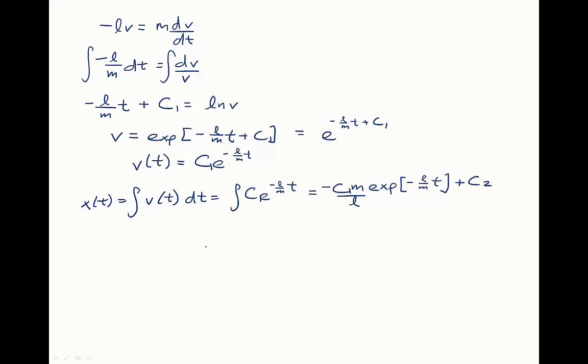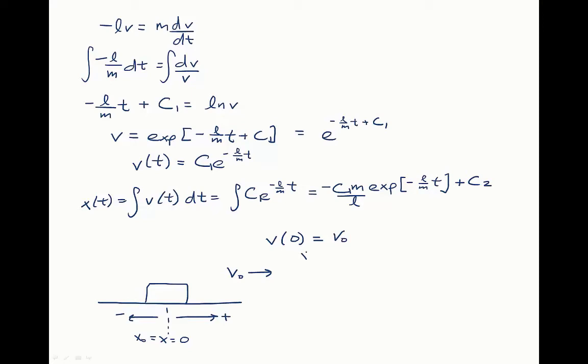Okay, now let's talk about our initial conditions. Our initial condition was that it's moving to the right with the velocity v0. We can define x equals 0 wherever we want, so I'm going to define x0 to be x equals 0. I'll define this to be the positive direction, this to be the negative direction. So v at time 0 equals v0, and x at time 0 equals 0.